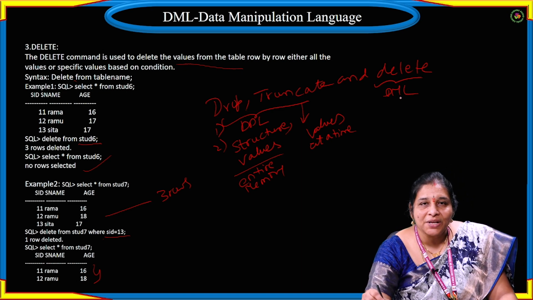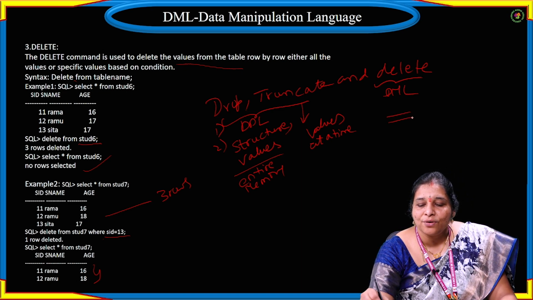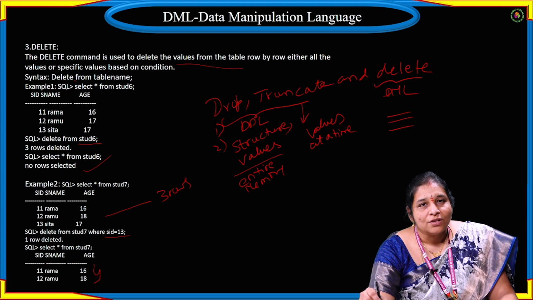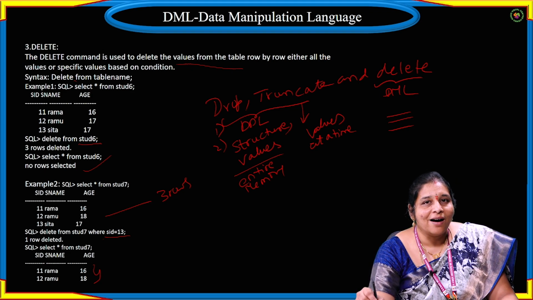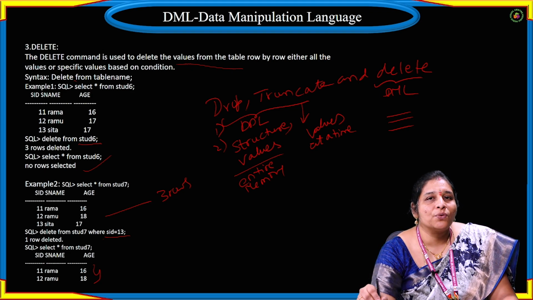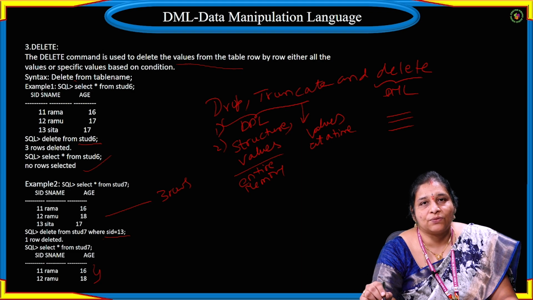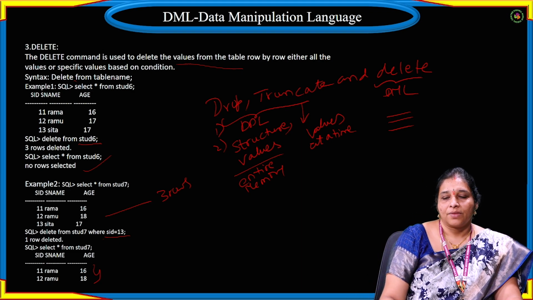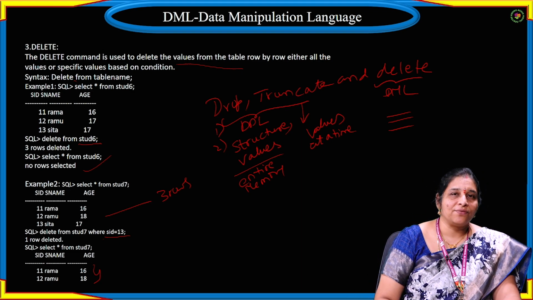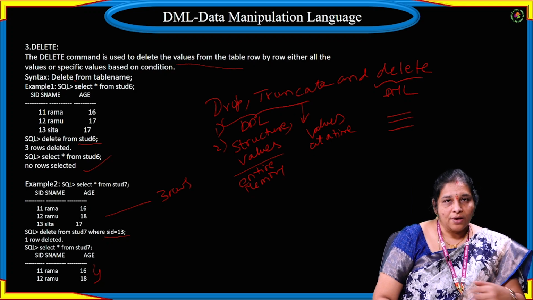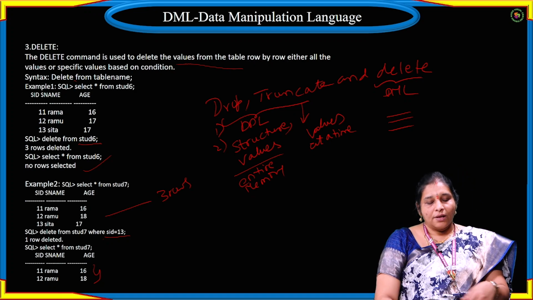Whereas when we come to delete, here we are trying to remove row by row. So we can remove the entire set, or we can also remove a specific set of rows based on a certain condition you have specified in the command. So these are some of the major differences that we have to understand.